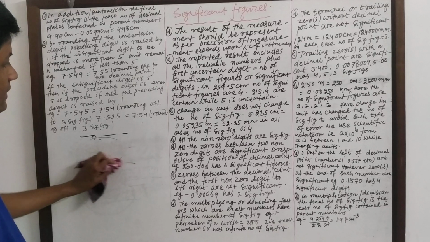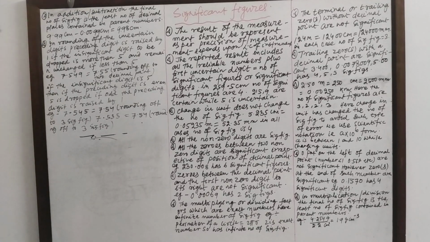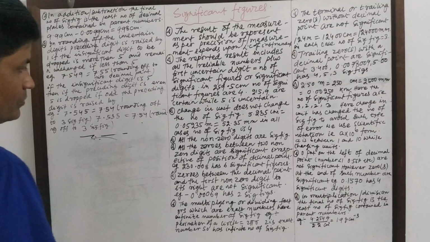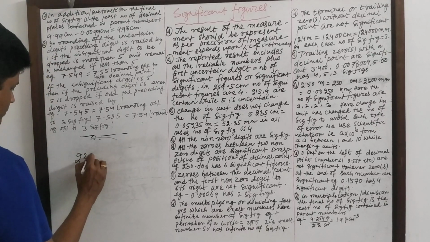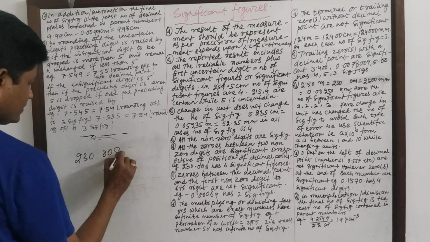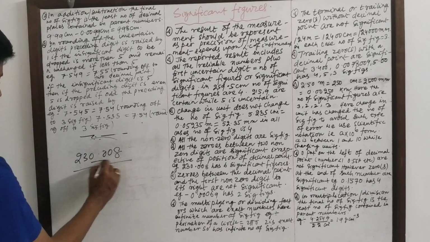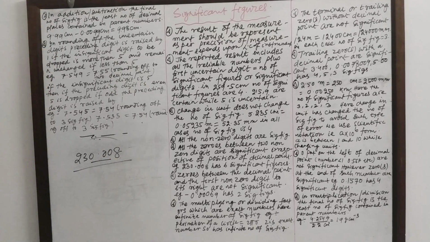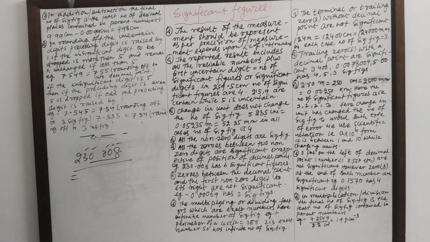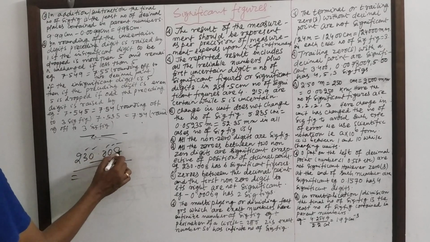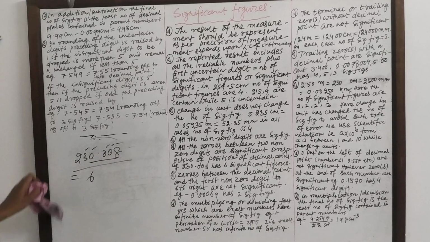All the zeros between two non-zero digits are significant, irrespective of the position of the decimal point. For example, 230.008. Here the zeros between the two non-zero digits 3 and 8, three zeros, are all significant, so the number of significant figures here is 6.